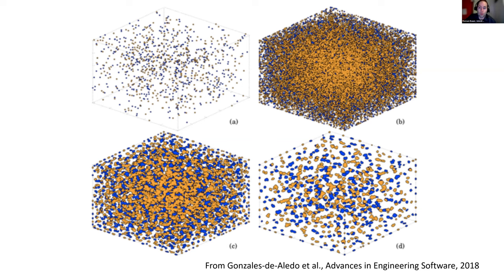And what we could show is actually that by using smart ways of rendering the code more efficient, we could improve or scale up the efficiency by several hundreds of times. And this was published, as I showed before, in Advances in Engineering Software.